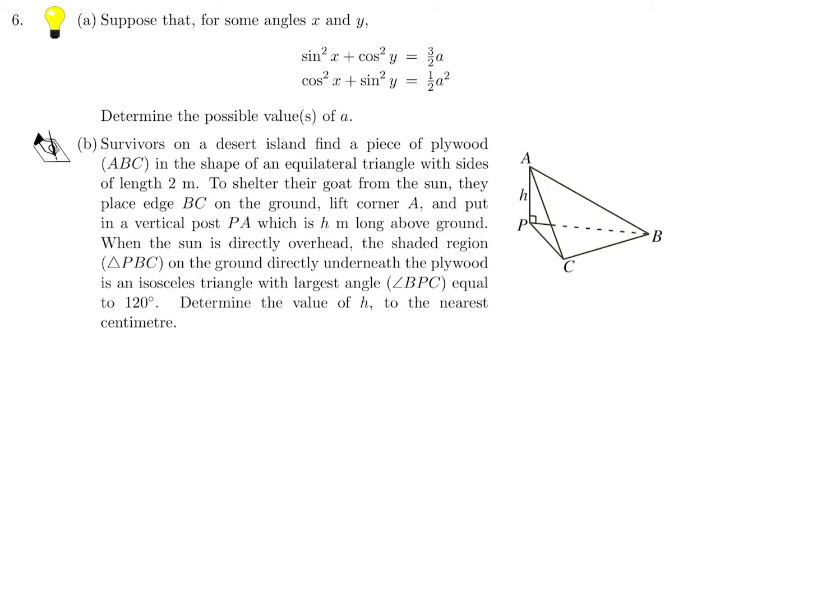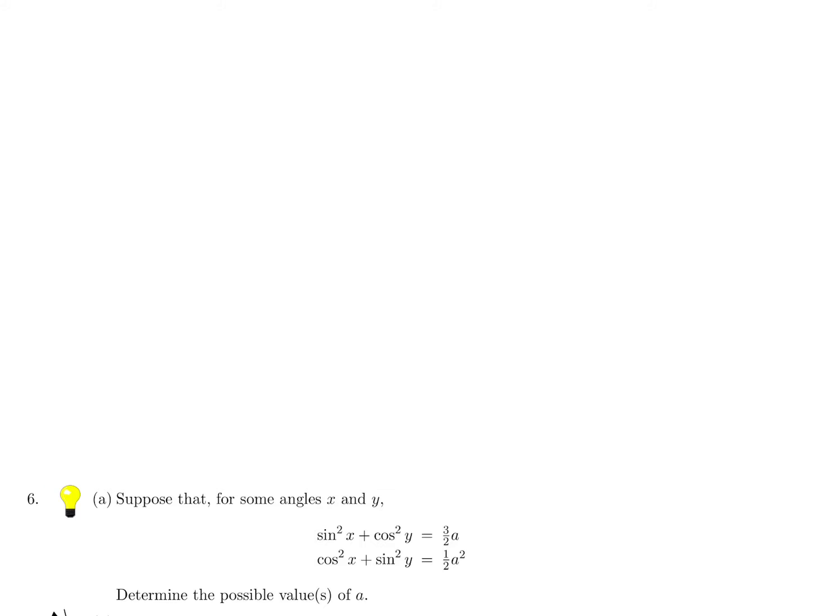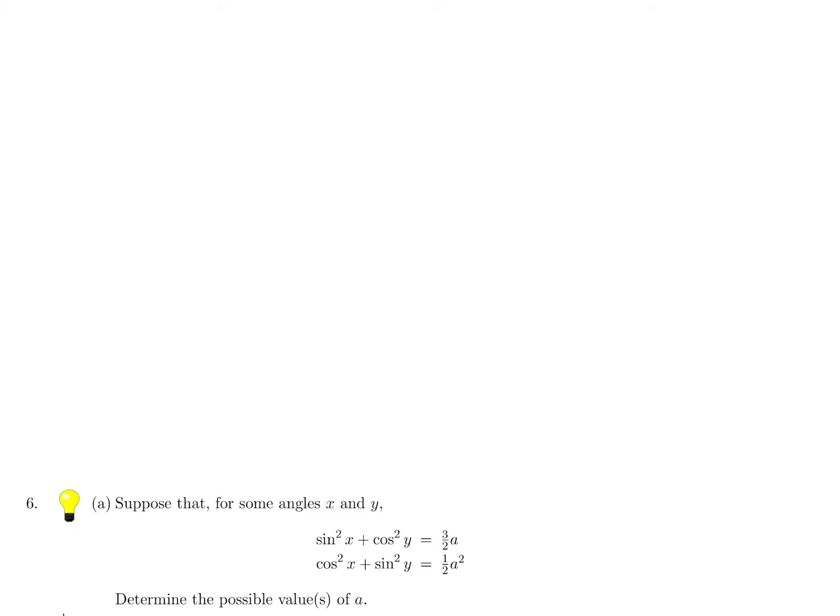Suppose that for some angles x and y, sine x squared plus cos y squared is equal to 3 over 2a, and cos x squared plus sine y squared is equal to 1 over 2a squared. Determine the possible values of a. So, for this question, it is crucial to recall that sine x squared plus cos x squared is equal to 1. That is definitely something you will need to have remembered. Otherwise, I don't know how you'd be able to solve this question. All right, so knowing that, let's proceed.